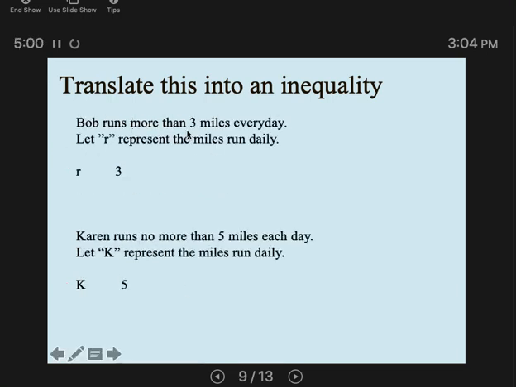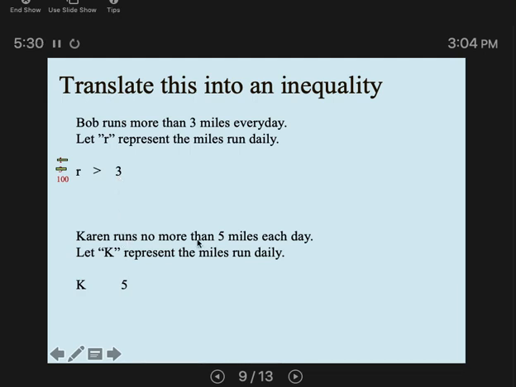Next example, Bob runs more than 3 miles every day. Let R represent the miles he runs daily. So I like putting my variable first when I can. So we're going to try the numbers 1, 3, and 100. Could Bob run 1 mile? No. Could Bob run exactly 3 miles? No, he runs more than 3. Could he run 100? Yeah. So the symbol I put in here, 100, is the only one that should work. So it's going to be greater than. The miles he runs daily is greater than 3.